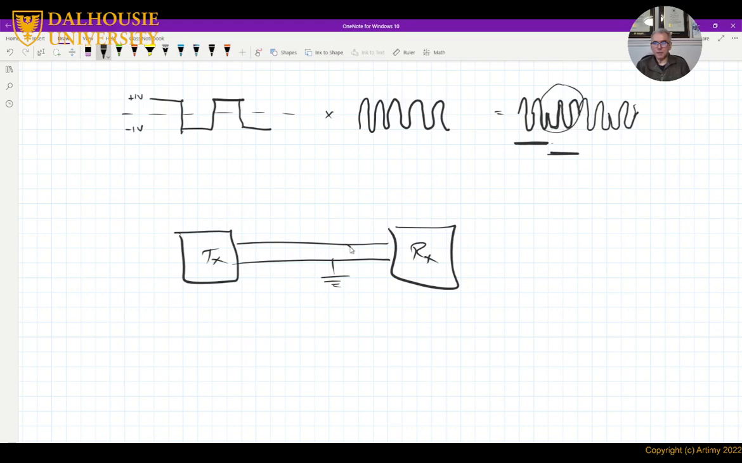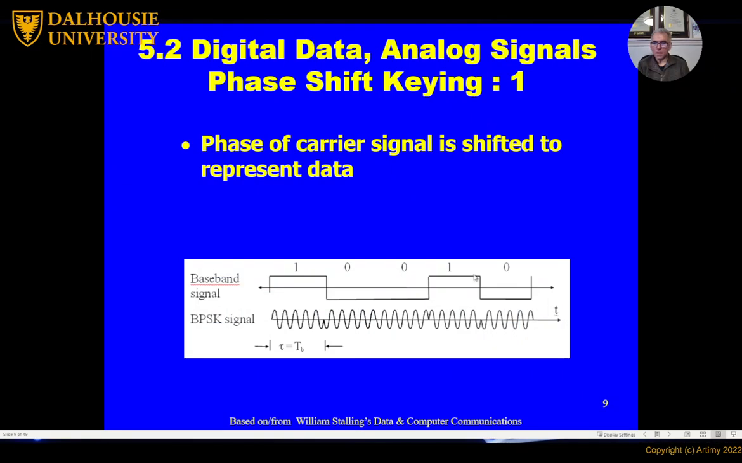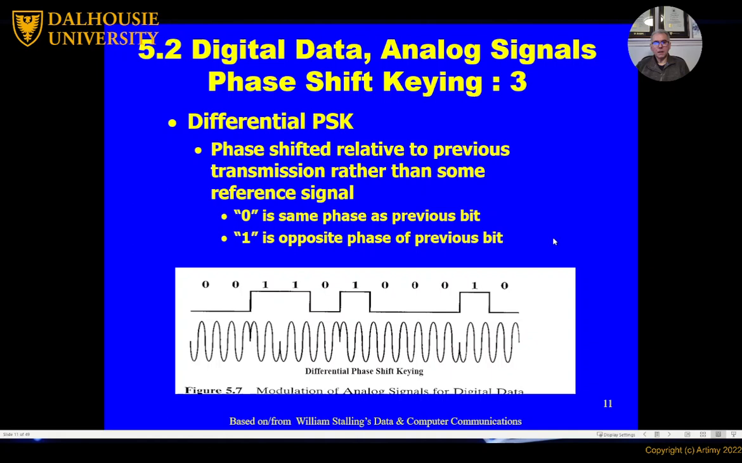If somebody flips these wires, all the ones, so we sent 1 0 1 0, right? If somebody flips the wires, the receiver will receive things totally flipped, so the zeros will be received as ones and vice versa. We don't want this, right? We want to avoid it. So we can modify our encoding and the modulation so that we have a differential phase shift keying.